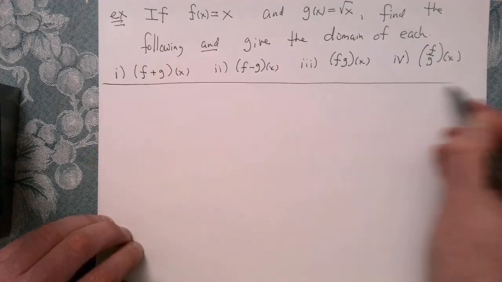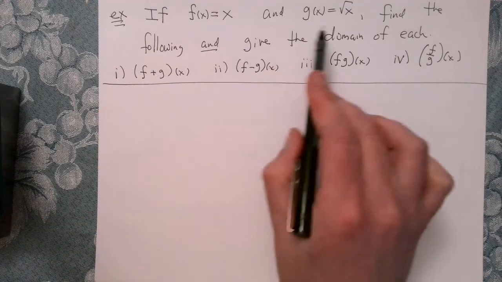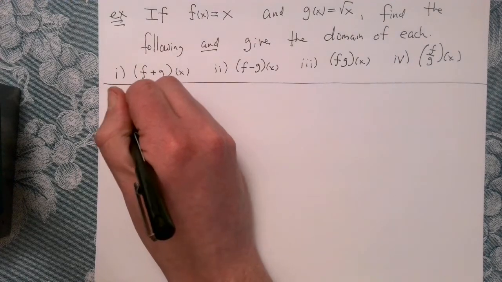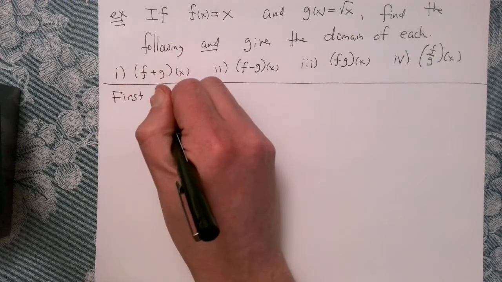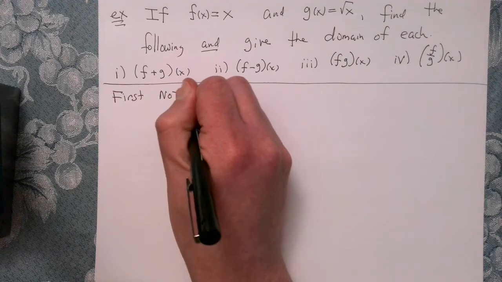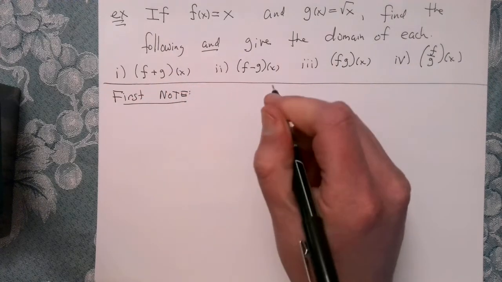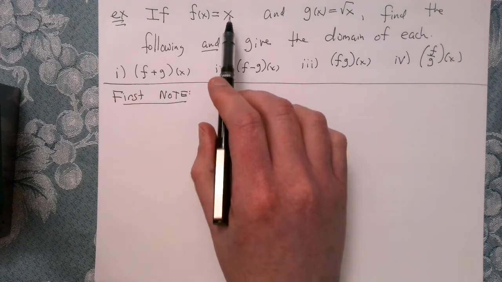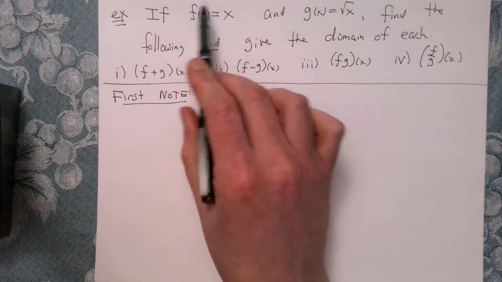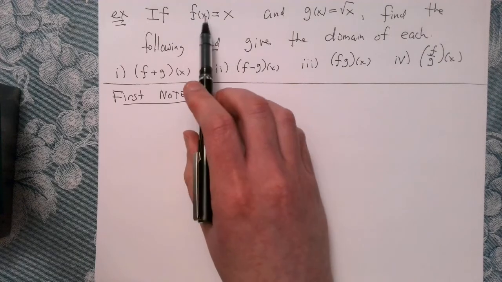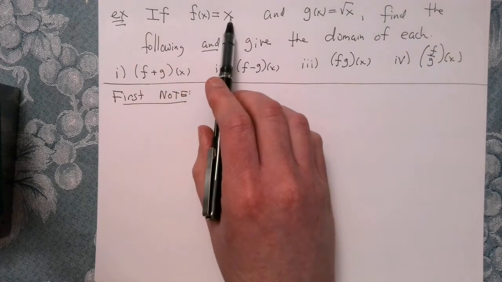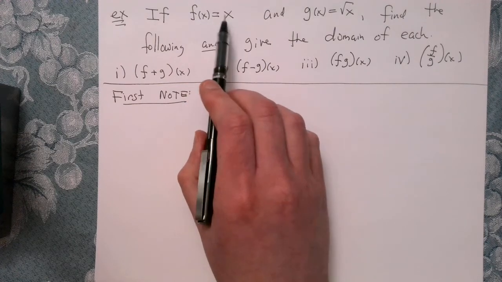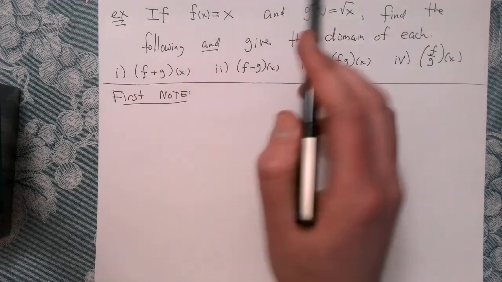It might be nice to first note the individual domains. So I'll say first note. Okay, so this is f of x equals x, and so the domain of this would be the set of all real numbers. Every input keeps this function defined. For any real input I choose, I'll have a meaningful output. In fact, the same output in this case.